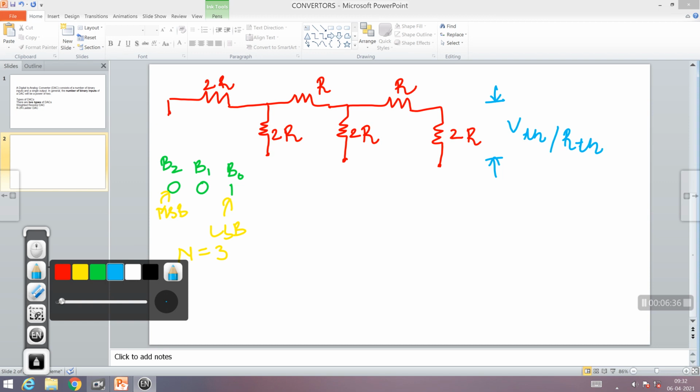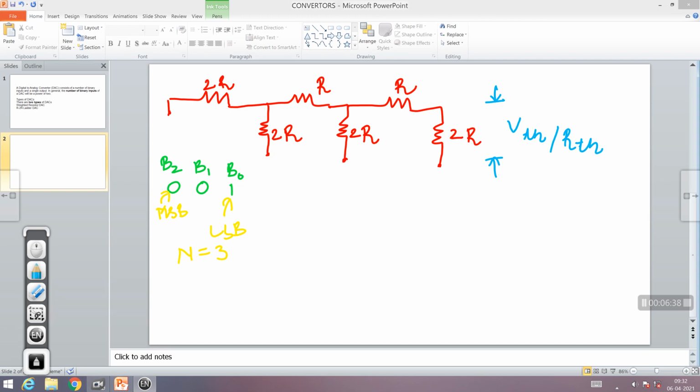Okay, now we are given this above network. This above network is given to you for when the bits are 3. So bits are assigned the variable n and the number of bits is 3.